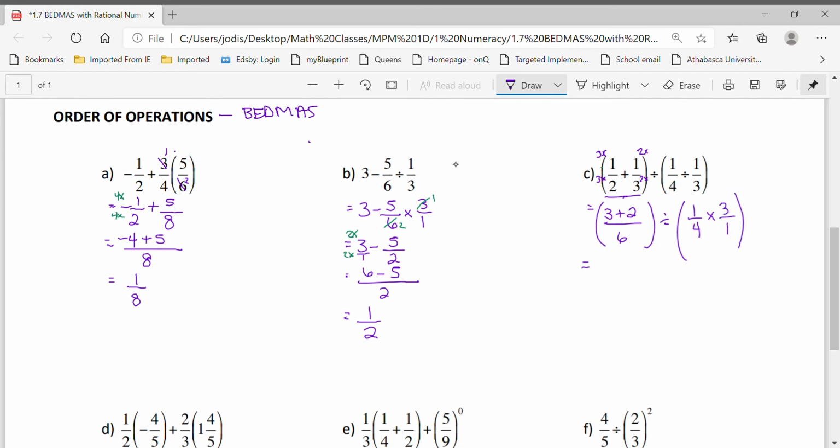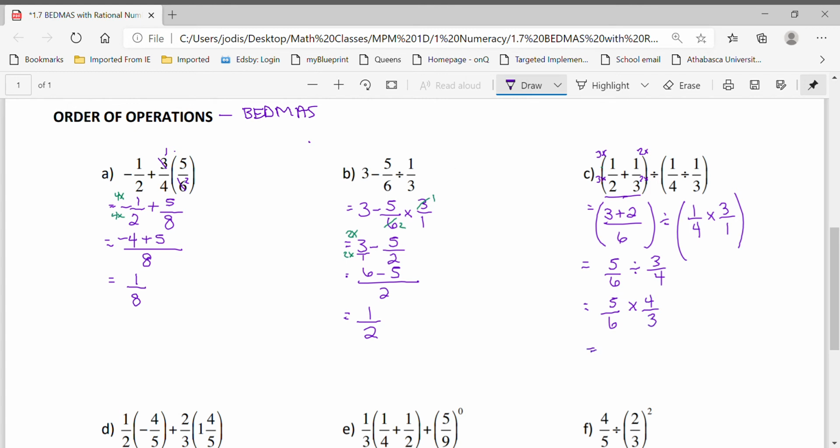Okay, so back to our first set of brackets, we can simplify that top there. 3 plus 2 is 5 over 6. I'm going to keep my divided by sign in the middle, and then this side we can multiply. So 1 times 3 is 3, and 4 times 1 is 4. And then again here we're dividing, so we have to make sure that we multiply by the reciprocal.